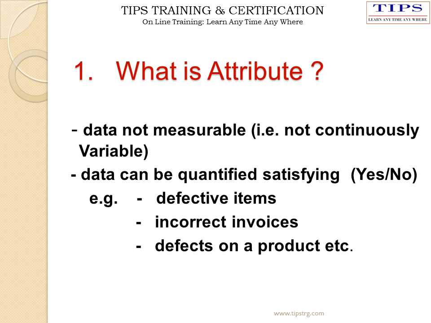What is attribute data? Data not measurable. Data can be quantified by satisfying yes or no. Example, defective items, incorrect invoices, defects on the product.